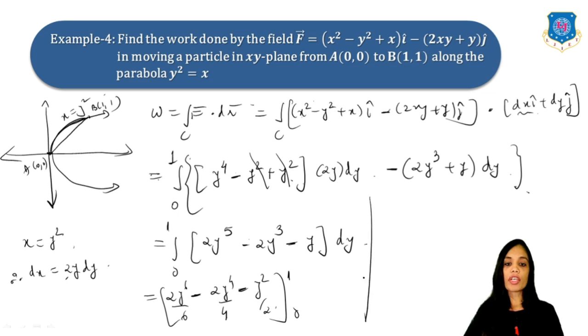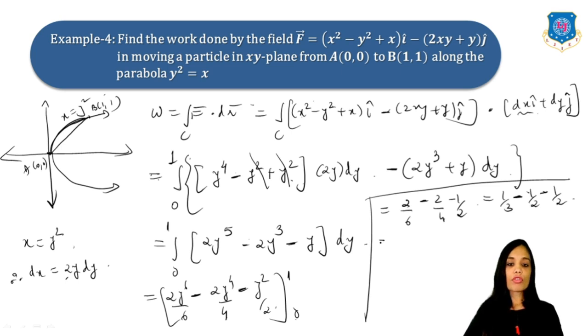Now if I put the limits, our answer will be 2 upon 6 minus 2 upon 4 minus 1 upon 2. No need to put 0 because everything will go to 0. Now if I simplify, it will be 1 upon 3 minus 1 upon 2 minus 1 upon 2. So 1 upon 3 minus 1. So the answer will be minus 2 by 3. So this is the answer of the work done.